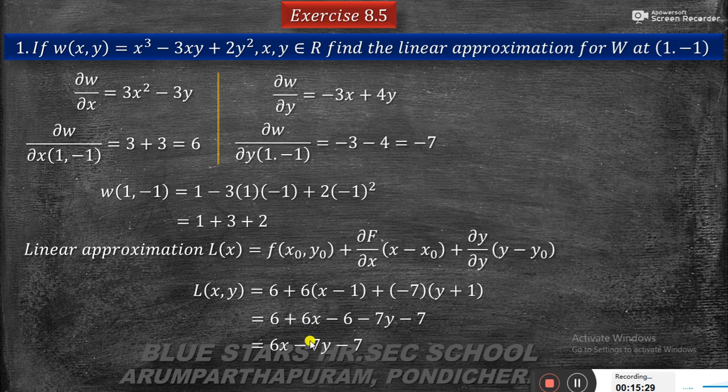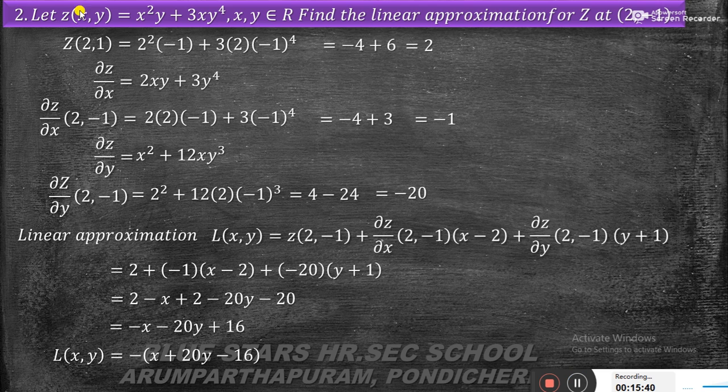So therefore 6x minus 7y plus 6 minus 6 cancelled, minus 7. This is our answer: L of x comma y equals 6x minus 7y minus 7. Now the second problem. Let z of x comma y equal x squared y plus 3xy to the power 4, where x, y belong to R. Find the linear approximation for z at 2 comma minus 1.